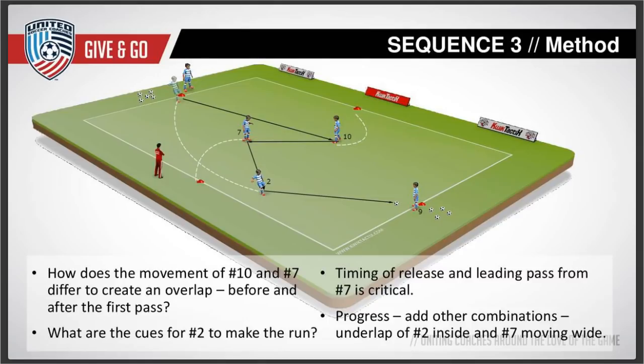Maybe this number 7 takes an inside touch first, and that's the cue for the number 2 to move up and overlap. And then an alternative, of course, is that the pass is wider and the number 7 now receives the ball closer to the touch line, and that means that the number 2 now makes an inside run, so an underlapping run, and the number 10 might move into the new space wider as well. So there's lots of different patterns that we can create here, whatever is the coach's preference.